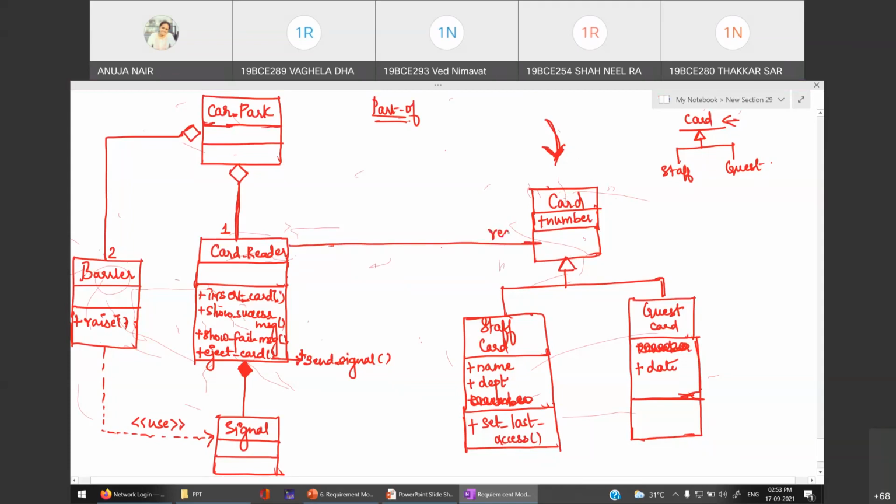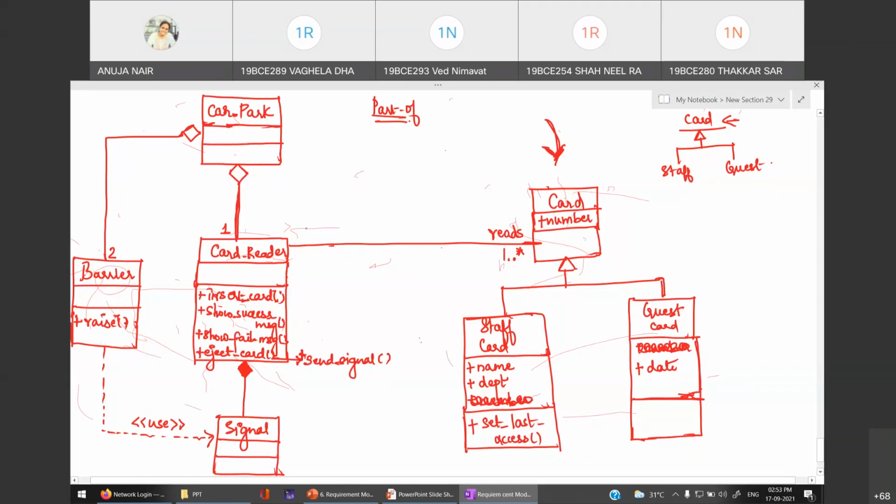And how many cards can a card reader read? 0 or more, or 1 or more? N is not an answer. N will go wrong. You should write 1 dot dot star. N means you need to give some specific value. So it is 1 or more, that is 1 dot dot star.